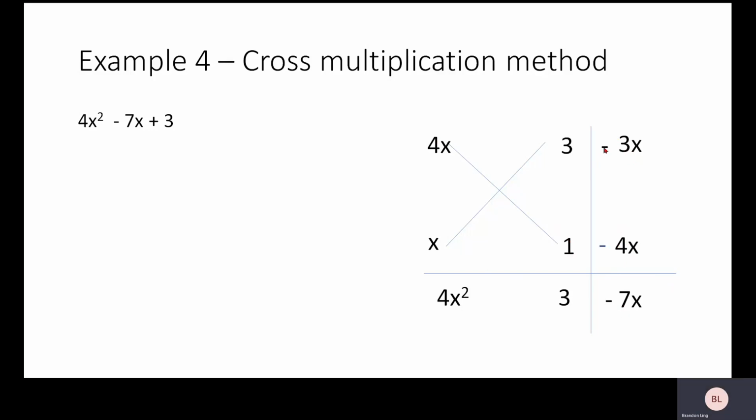So the solution will be by adding a negative sign and negative sign on both sides. So when you add both numbers together, minus 3x minus 4x, you get a negative 7, which is correct. Next, you move these negative signs to the other end, negative 3, negative 1. When you multiply negative 3 and negative 1 together, you get a 3. Okay, so the answer is correct. So your final solution will be 4x minus 3, x minus 1.